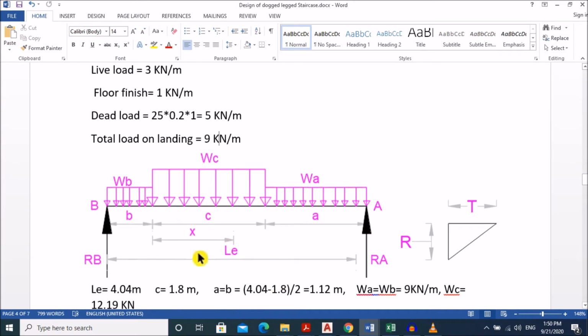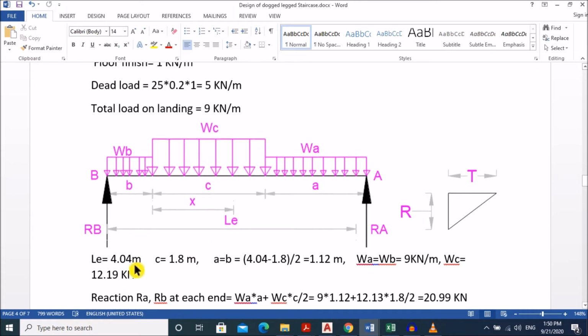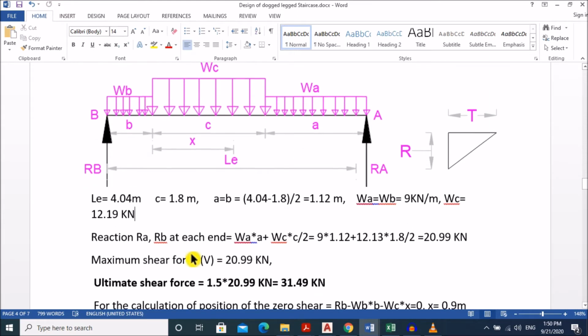This is how the loads are applied on the staircase. This is the effective length 4.04, which we have already calculated. C is the length of flight, 1.8 meter. A equals B, this is the flight width, that gives 1.12 meter, and WA and WB are the total load on both landings. This is 9 kilonewton per meter, and WC equals 12.19 kilonewton.